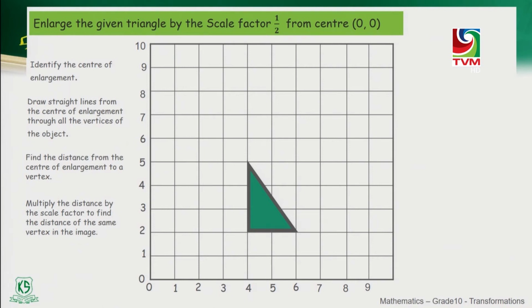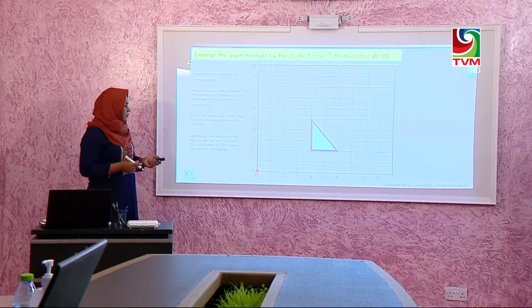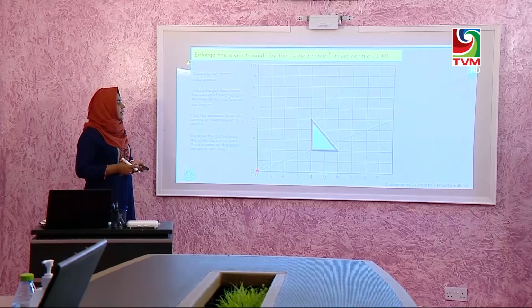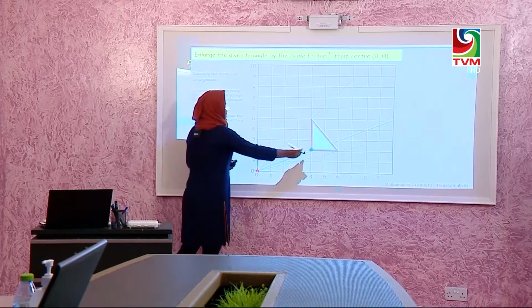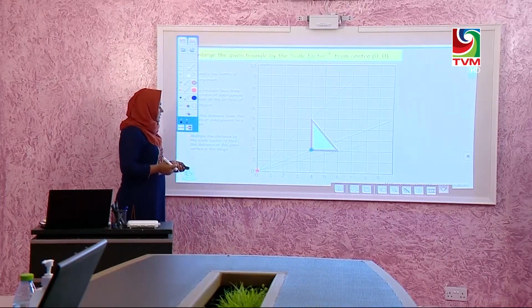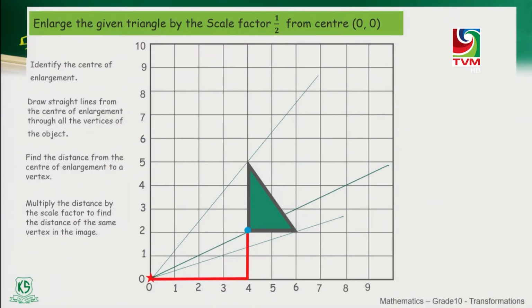Now again we are going to follow the same steps. Identify the center of enlargement. Here center is (0, 0), so that is the origin. Plot the point. From the center of enlargement, draw the ray lines through all the vertices and identify a vertex on the object. Check the distance from the center of enlargement to that point. If you take the point here, we have across 4 squares and vertically we have 2 squares. So across we have 4, vertically 2.